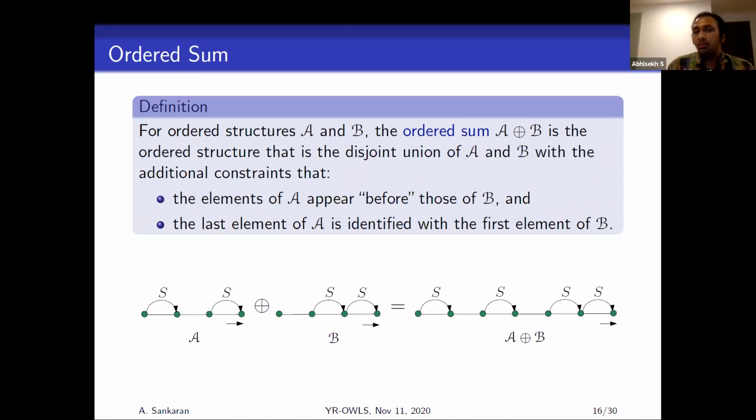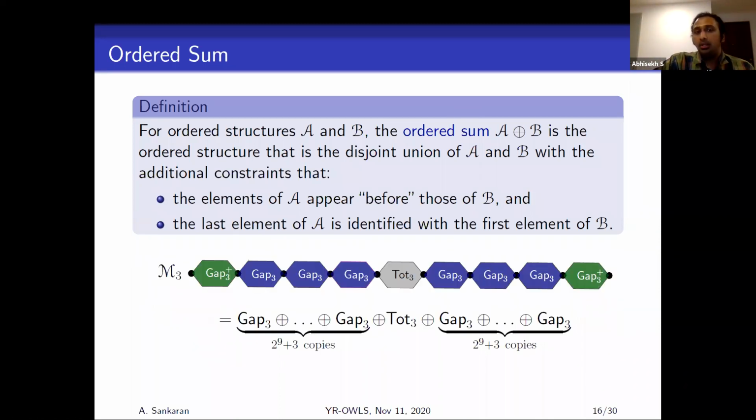The ordered sum of two ordered structures A and B is just the disjoint union of these two structures in which A appears first and B appears afterwards, and the last element of A is identified with the first element of B. So for instance, you have A and B as shown, then A plus B is exactly the one that is shown on the right. Okay, and in this language of ordered sum, very formally, M3 is just an ordered sum of 2^(9+3) copies of gap 3, followed by the a_tot 3, followed by again 2^(9+3) copies of gap 3. So formally we have seen M3 is just this ordered sum.